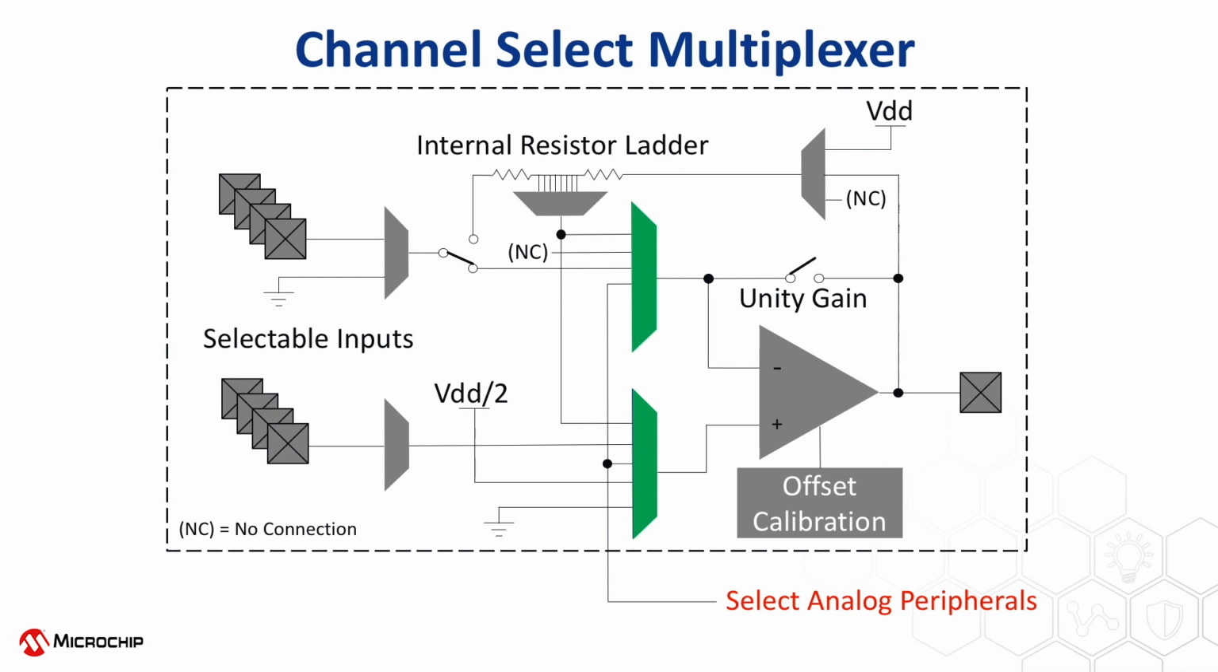The multiplexer's inputs include the selected I/O location, the internal resistor ladder, reference levels, and select analog peripheral outputs. Additionally, devices with multiple op-amps allow them to be internally connected to form complex implementations, such as a cascade of operational amplifiers or as an instrumentation amplifier, which is useful for analog signal conditioning.